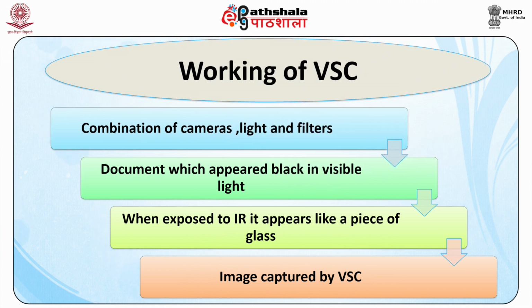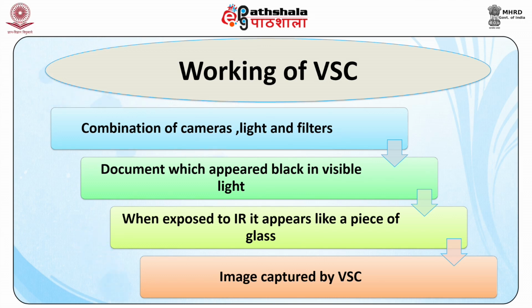So, the VSC uses a combination of cameras, light and filters to allow an examiner to produce each of these effects under certain circumstances. There are some wavelengths such as IR and UV which are not visible to the human eye, and when these wavelengths are used, the object which is visible in the visible region appeared black. Now in IR it appears very clear like a piece of glass.